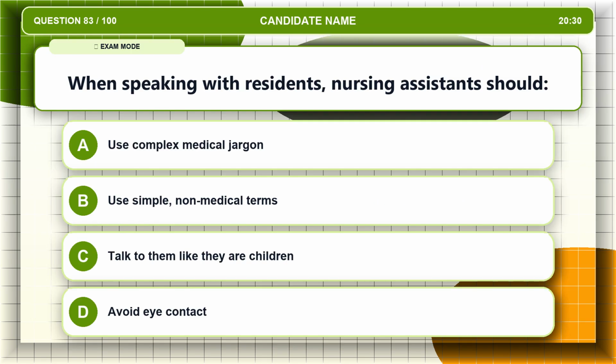Question 83. When speaking with residents, nursing assistants should: Option A, use complex medical jargon. Option B, use simple, non-medical terms. Option C, talk to them like they are children. Option D, avoid eye contact.